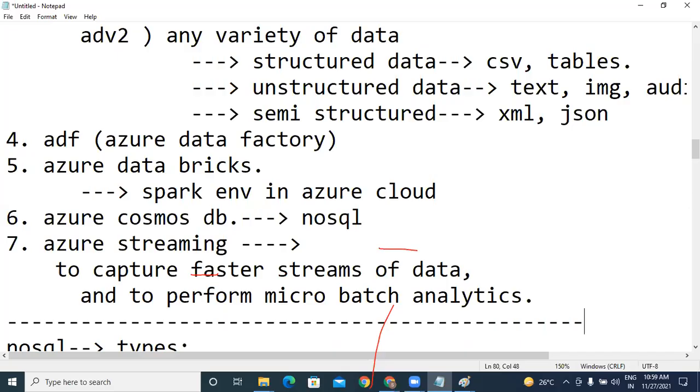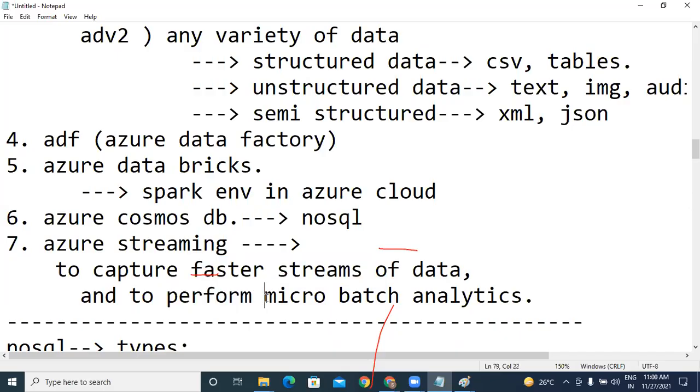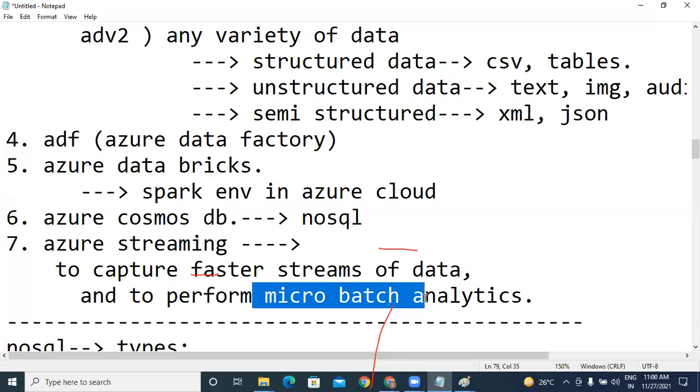Here there are two new words, especially for the new guys of data. One is faster streams. Second one is micro batch. Analytics already have heard. What is the meaning of micro batch and what is the meaning of faster streams?